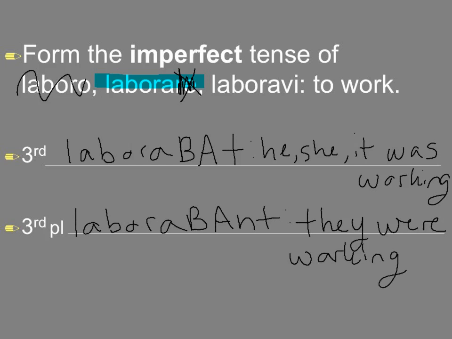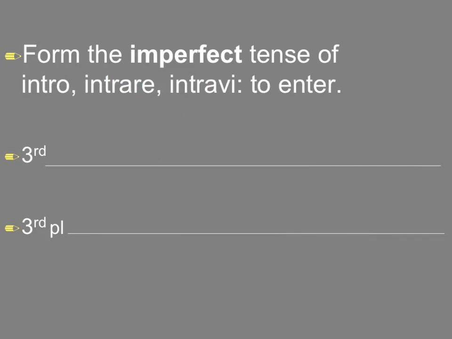So this is the imperfect tense. And this BA is going to help me recognize it. The T and NT helps me with the subject, just like it always did with our present tense. So what comes before the T and NT will change our endings. And we're always using this second part, the infinitive part, minus the RE to form the imperfect tense. So let's try another one. Intro, intrare. Once again, I'm using the second part of my verb, and I'm chopping off the RE.